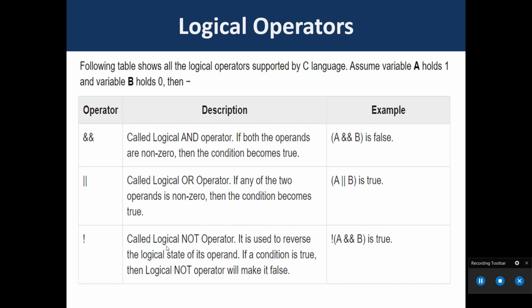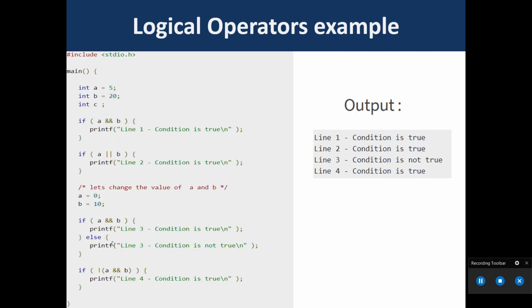Then next is called the logical NOT operator. It is used to reverse the logical state of its operand. If the condition is true, then the logical NOT operator will make it false. For example, not (A and B) is true. Now, this is the example of logical operators.